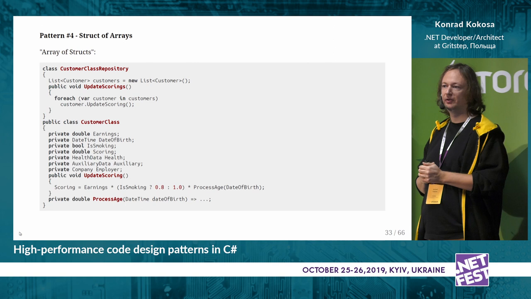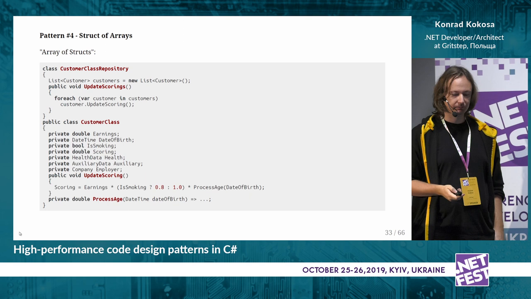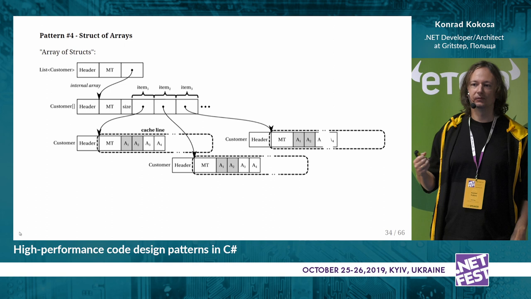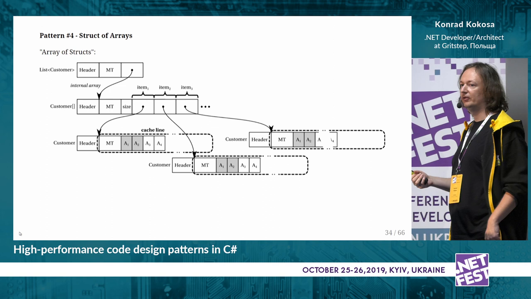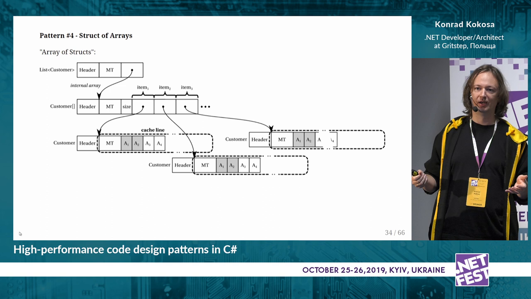Obviously, this looks nice, it is clean and everyone understands it in terms of design, but in terms of memory access performance, it is a complete disaster, because in fact what we have here is a lot of references to references. For example, List of T internally has storage in the form of an array of T. So we will have a reference to our array of customers, and then this array is an array of references to customers. And these customers are also separate objects in memory.